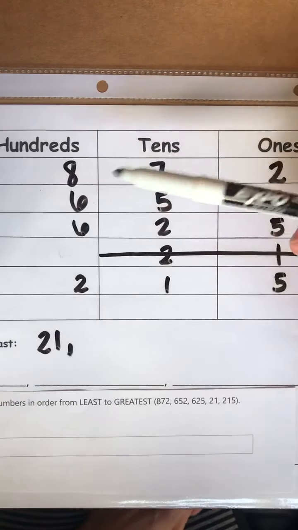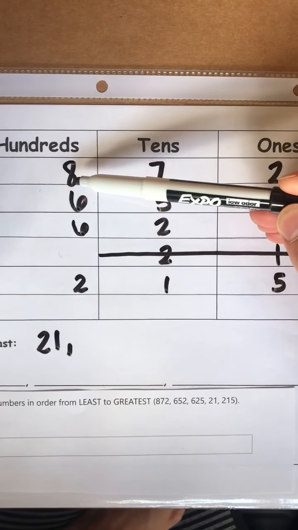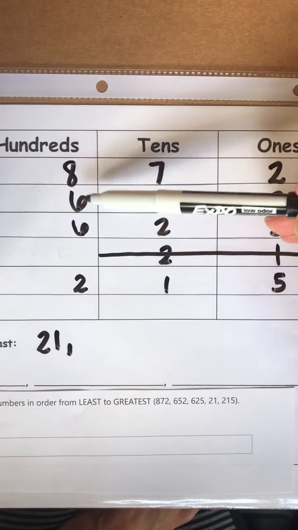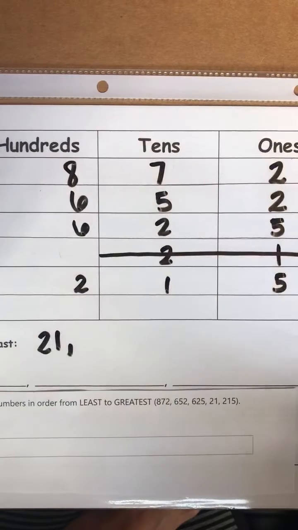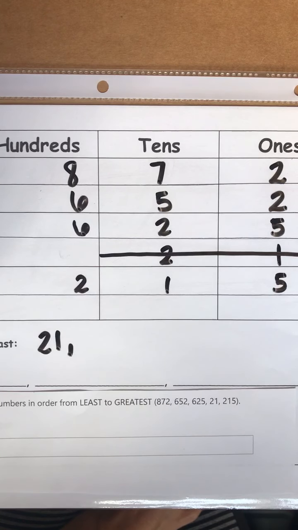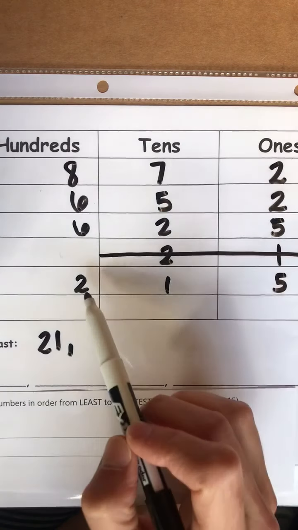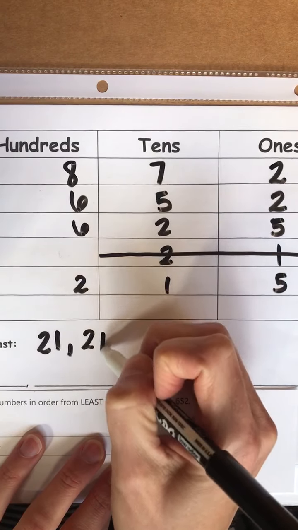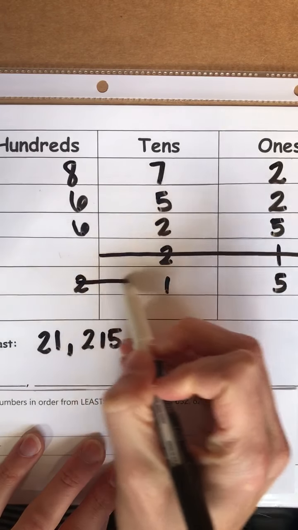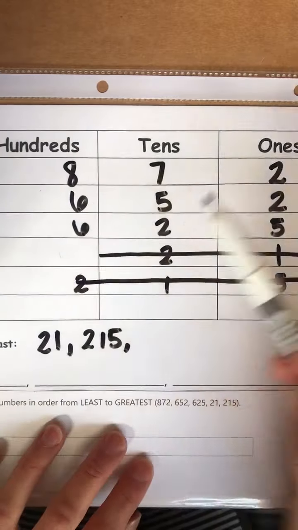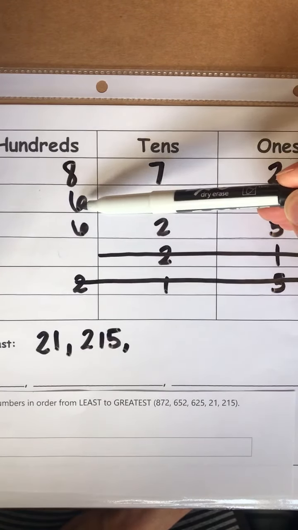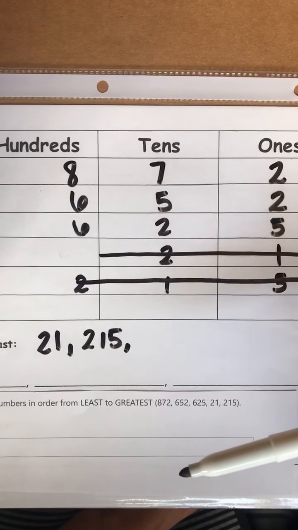So let's take a look at our remaining numbers. Let's look for the next number that has the least amount of hundreds. So we have 800s, 600s, 600s, and 200s. So which number is the next smallest number? That's right, it's 215, right? Because 215 only has 200s. So you would list that one next and cross it out. Okay, so let's take a look at the next 3 numbers.